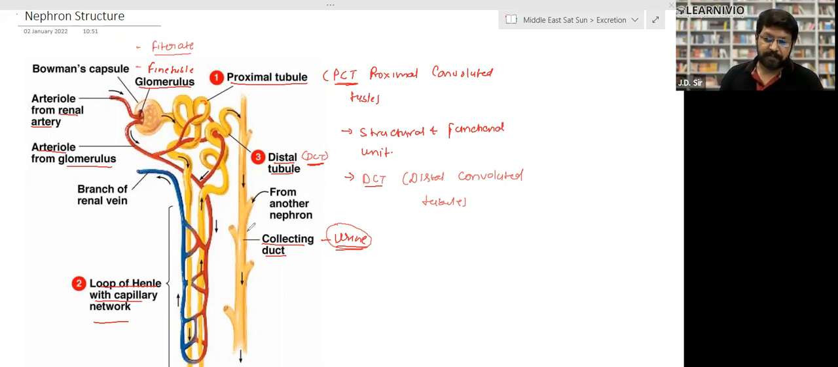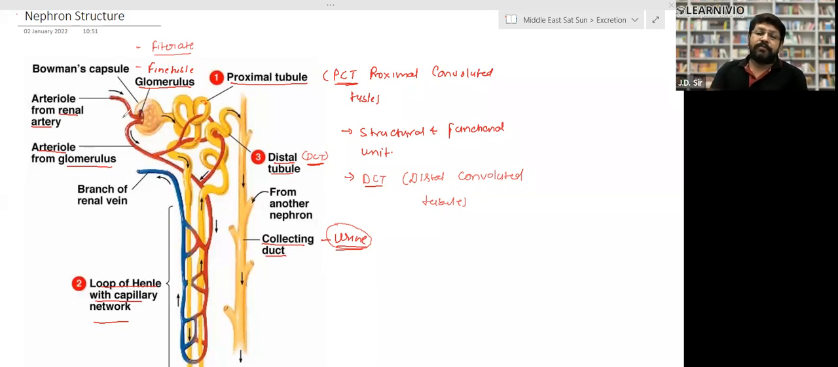And finally, this pipeline which you can see is called the collecting duct, because collecting means which collects. What does it collect? It collects urine, and duct means pipeline. So the urine collecting pipeline is called the collecting duct, right? So this is the structure.